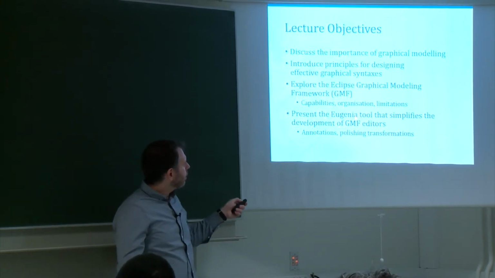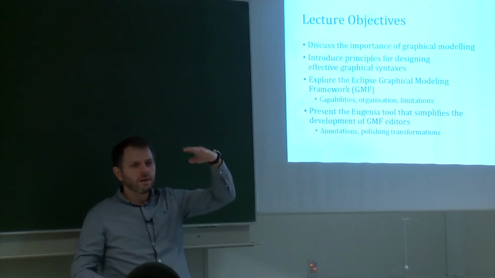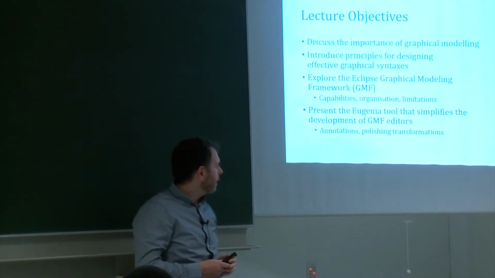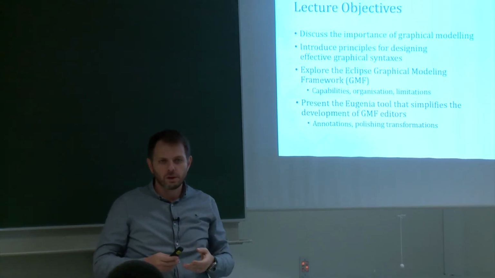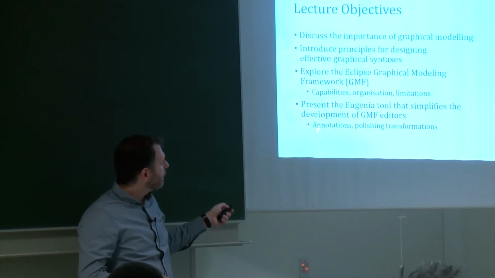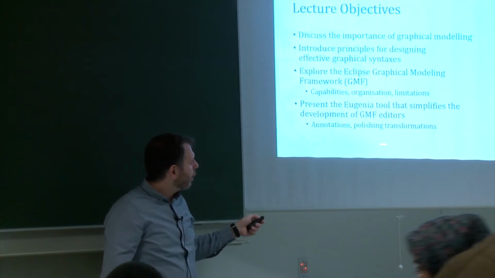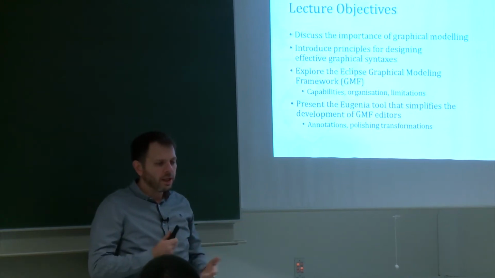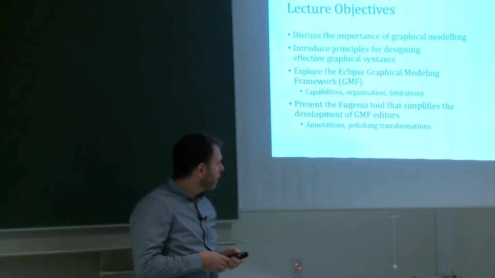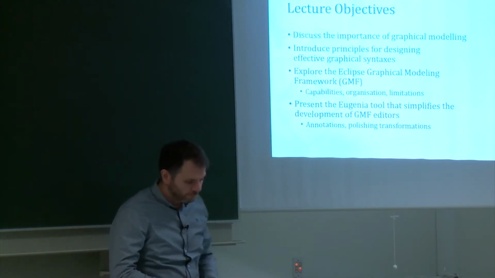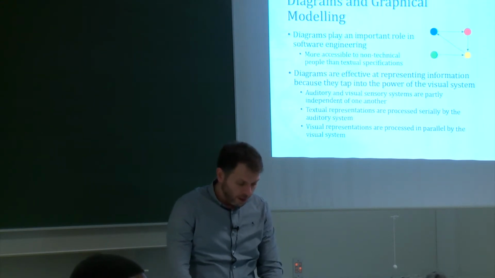We're also going to talk about a tool that builds on top of GMF. So we have EMF, we have GMF, and then on top of that we have yet another tool called Eugenia. And the purpose of that tool is to simplify the development of common case GMF editors. And we're going to talk about how it does it by annotating Ecore meta models, and then how we can fine-tune the results and get very close to the end result that we wish using polishing transformations. But first things first, let's go into the theory part first.